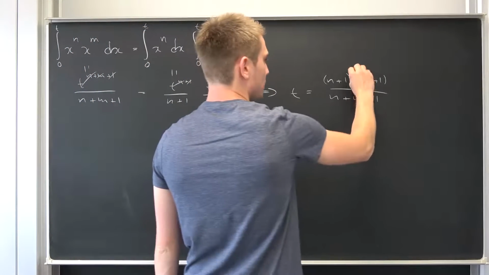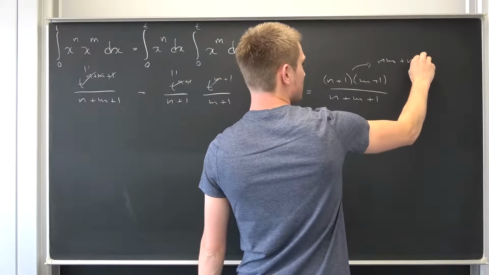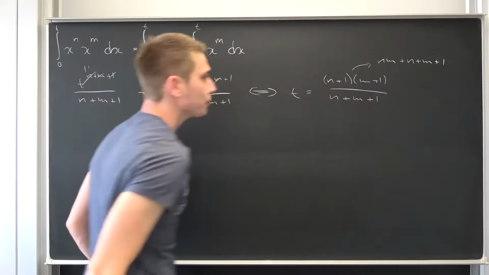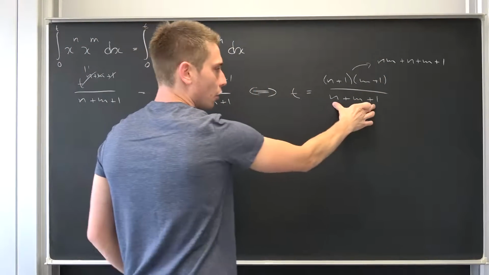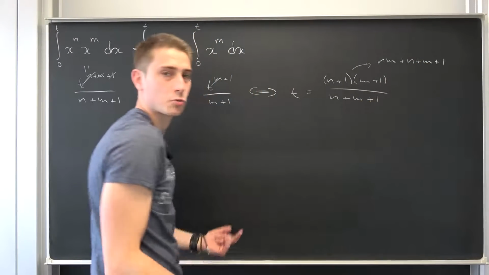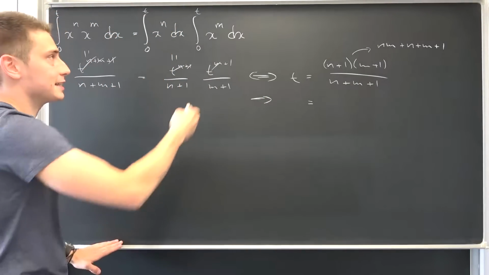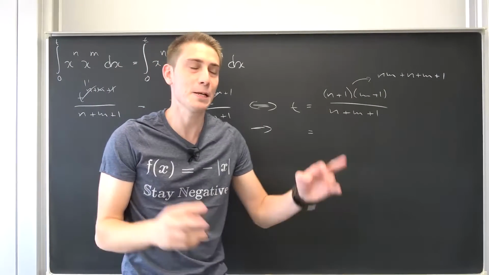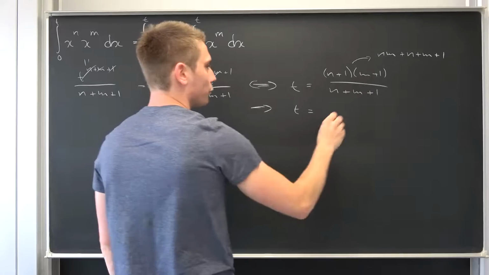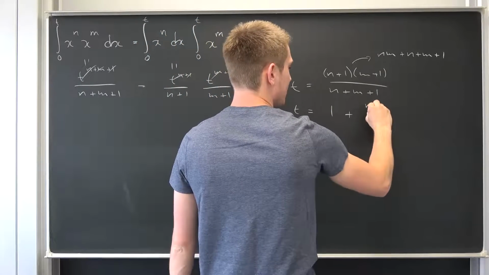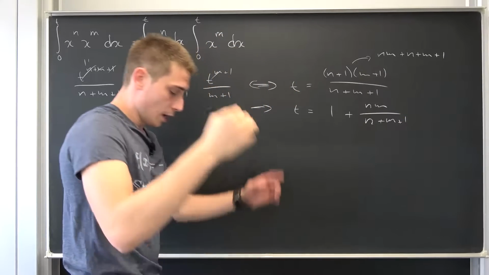We can actually simplify because this up here in the numerator is nothing other than n times m plus n plus m plus 1. Meaning if we expand this out, we have n times m over this chunk plus n plus m plus 1 over the same thing, which is nothing but 1. So overall, this identity does hold for t's of the form 1 plus n times m over n plus m plus 1.